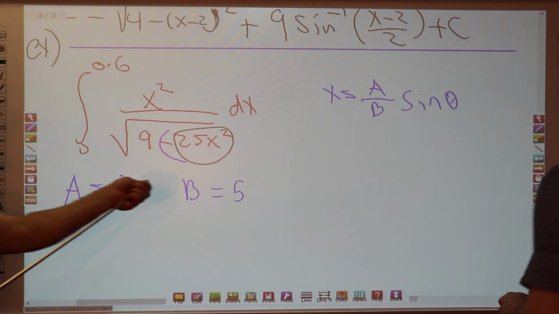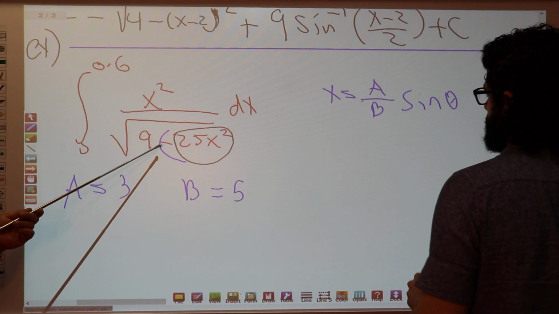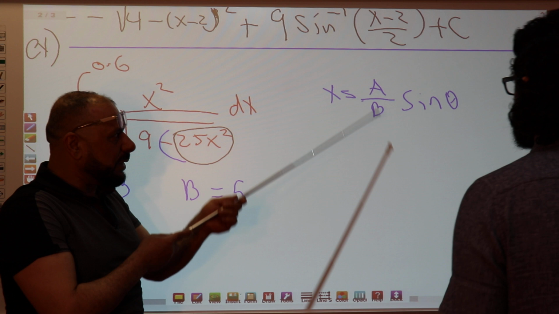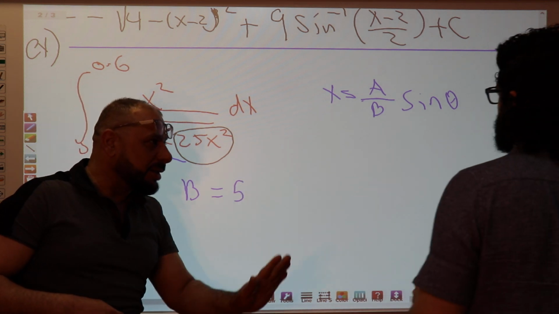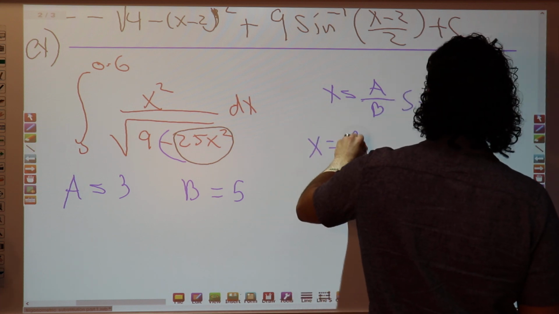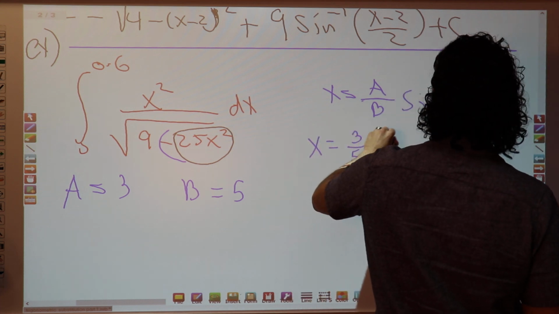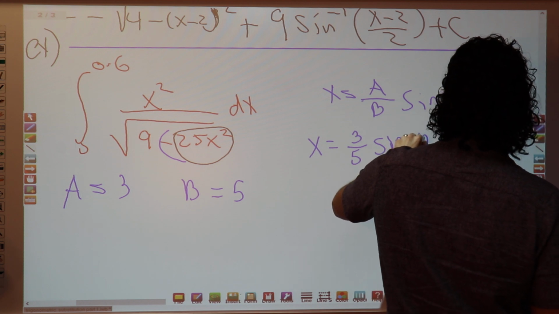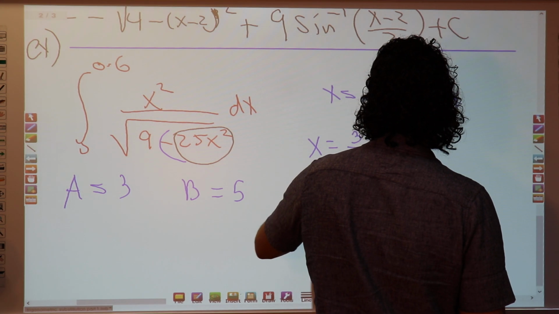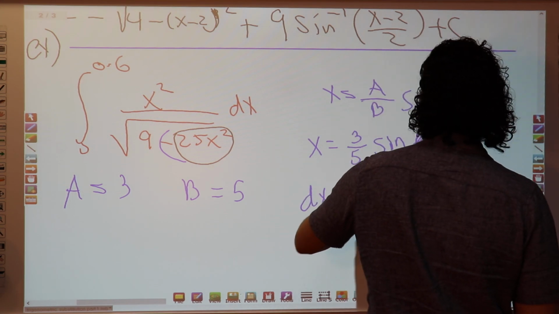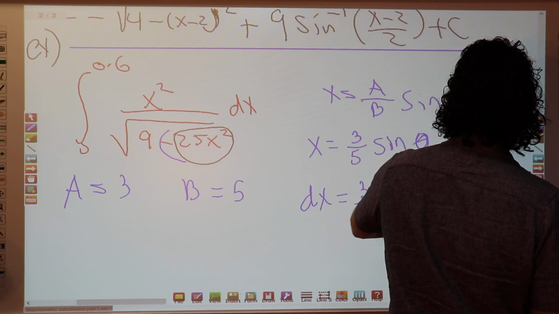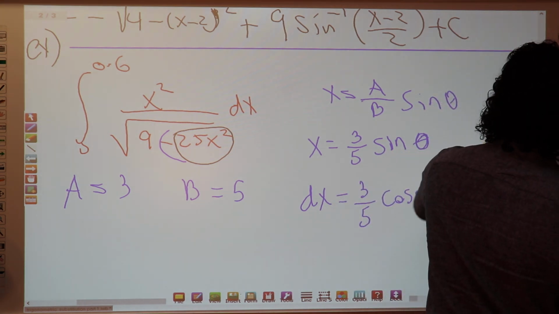Ismail, you've got it. You get the point? Because we have a negative here in the square root, we're going to use sine. We have to remember x equals A over B sine theta, okay? Is this clear? Go ahead. X equals 3 over 5 sine theta. Good job. Now dx is 3 over 5 cosine theta d theta. Circle this in red. This we need.